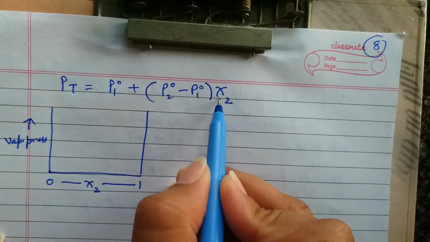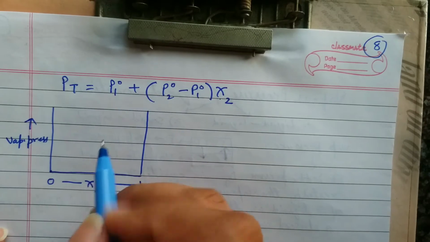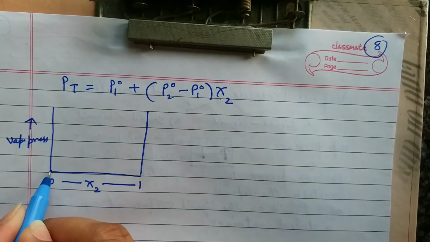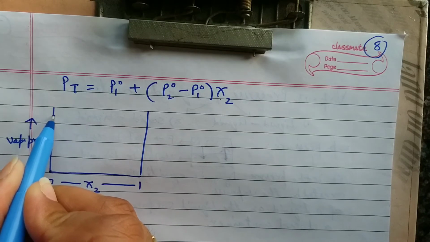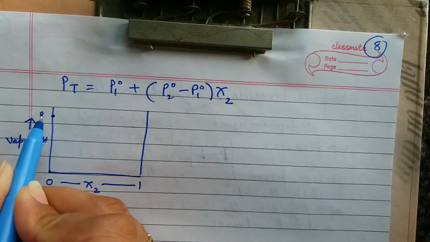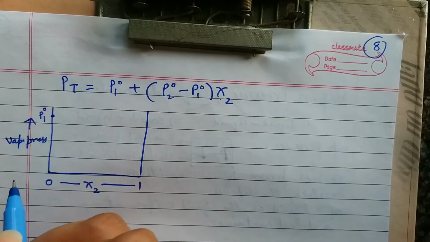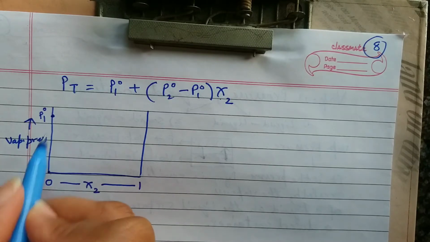Putting chi2 equals 0 here, I'll be left with only P1 naught. So when the value of chi2 is 0, total pressure is equal to P1 naught. Let's take this as P1 naught. I am considering that this point represents P1 naught, which is the vapor pressure of the pure component 1.